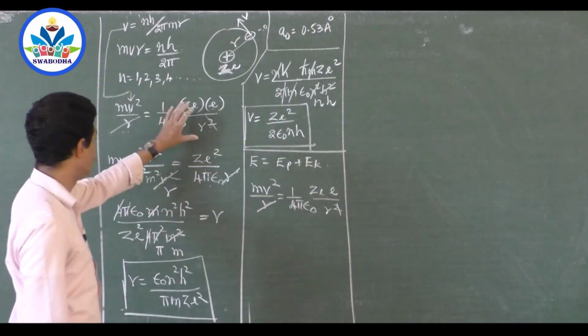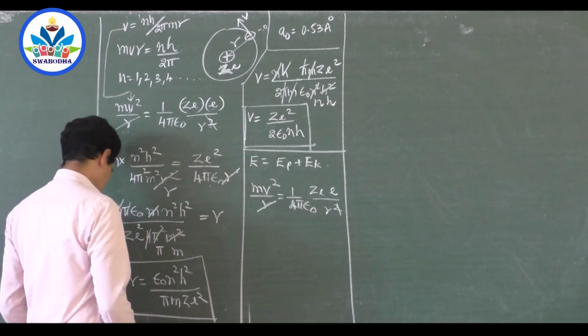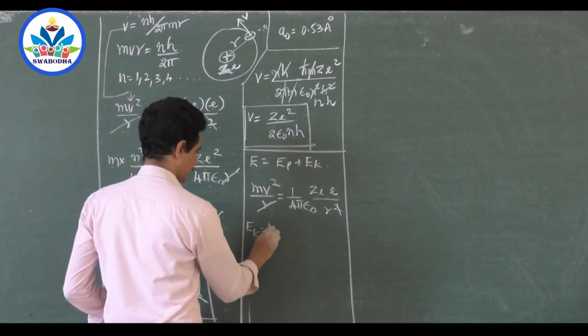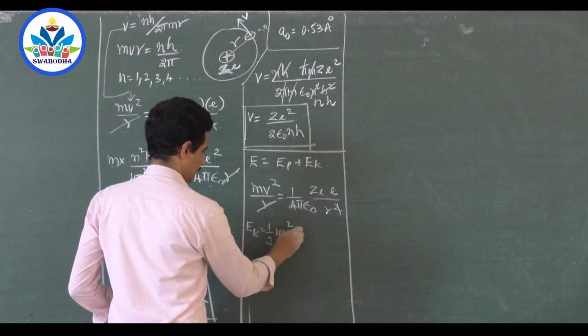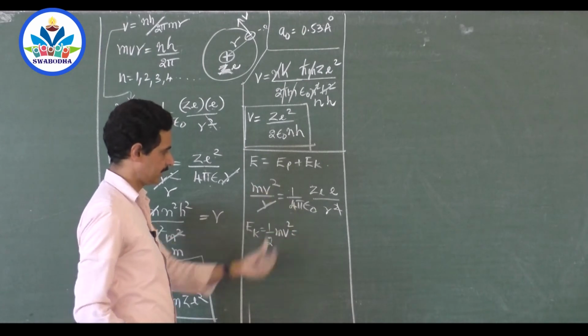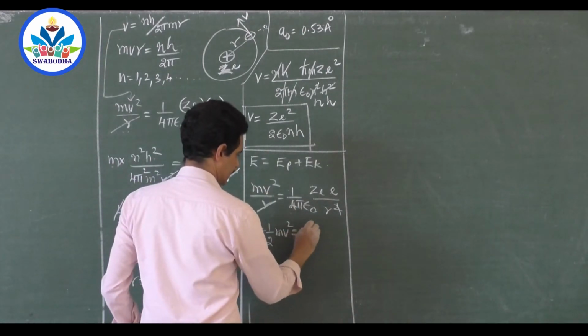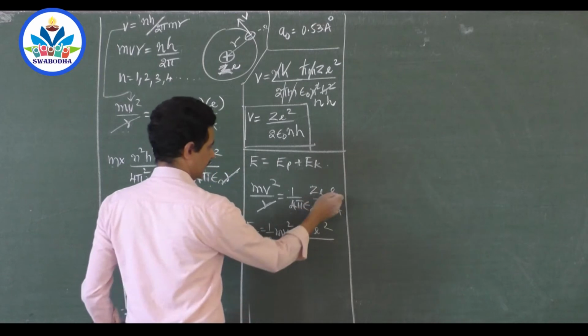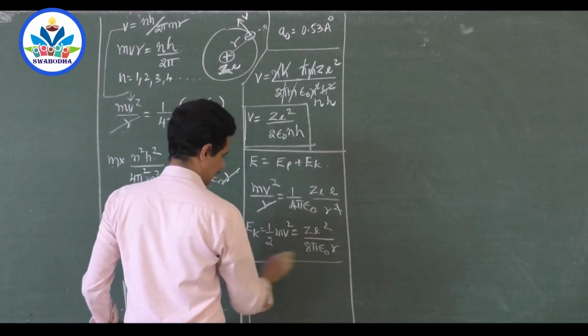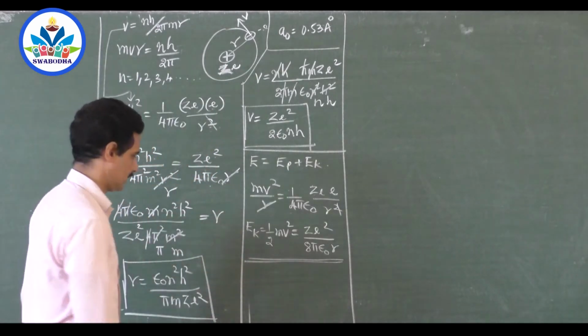Same procedure here. What did we do here? Okay, now what is kinetic energy? Kinetic energy is half mv squared. So multiply this by half, because mv squared is ready, multiply it by half. What you will get? Ze squared divided by 8 pi epsilon naught r. This is kinetic energy.